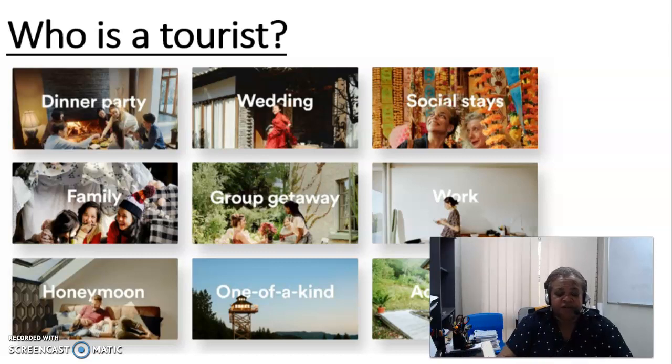The United Nations World Tourism Organization defines a tourist as a person who travels to a country outside the normal residence for at least 1 day under 1 year for the purposes of leisure, business, sports, visiting family, or any other reason. A tourist can be both domestic, traveling within their local borders, or international, traveling around international borders. So as you can see from the slide, tourists travel for many reasons.